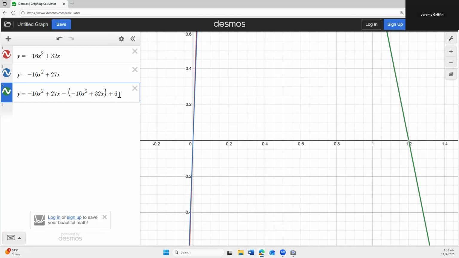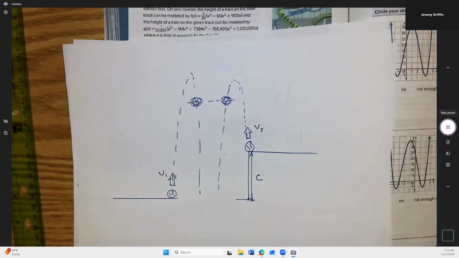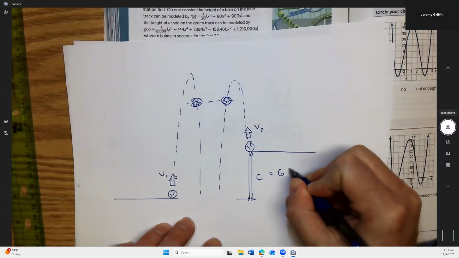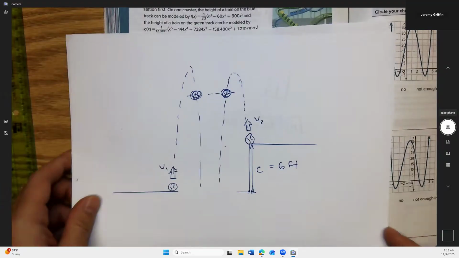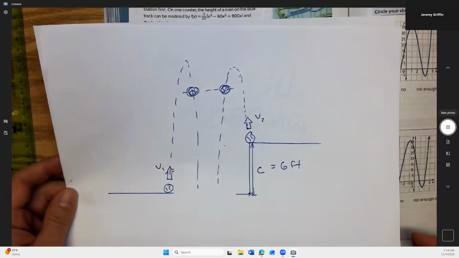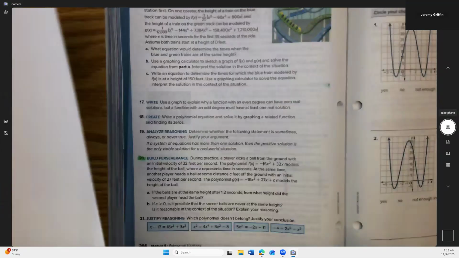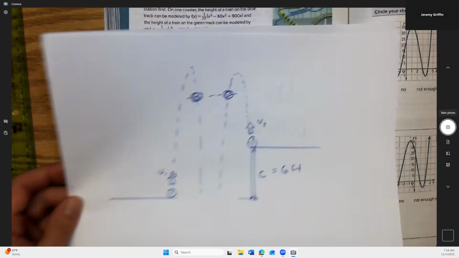So I know that the second ball was elevated initially 6 feet up. So this would have to be 6 feet, right? So there's a trial and error way of solving that. There's some more formula way you can do that too, but there you go. So a trial and error way. All right, so there you go.